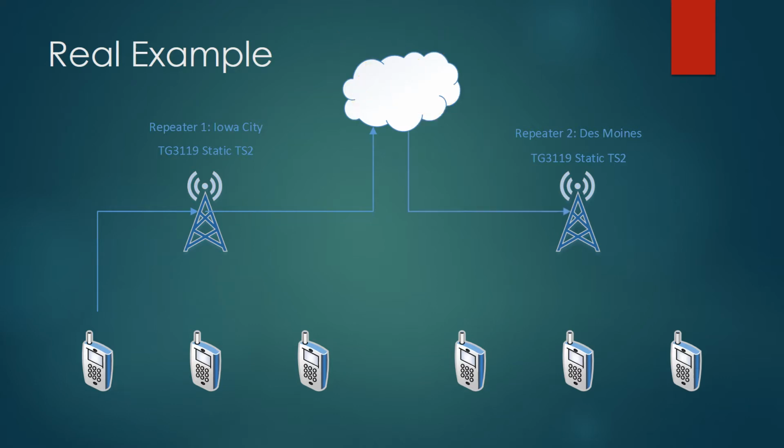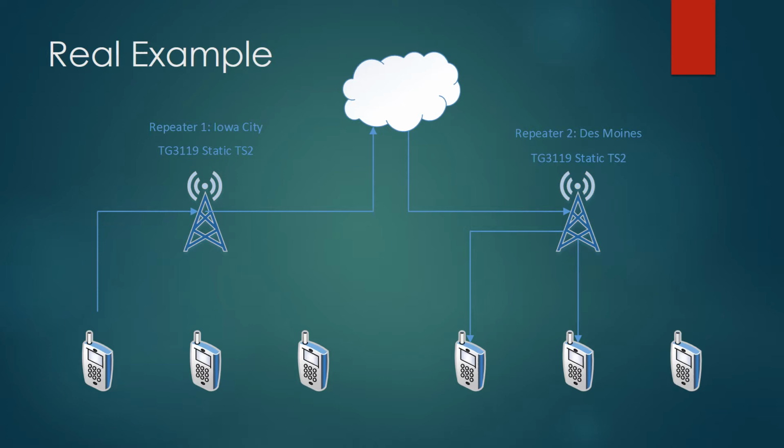Now, any repeater that's in Iowa is going to automatically have talk group 3119 set as a static talk group. So in our example, the Des Moines repeater, which is the other repeater we're watching, the talk group 3119 automatically comes from the Brandmeister network and goes right into the repeater. This would actually be happening for every repeater in Iowa, and that's why it's important that people don't use 3119 for long conversations, because it's tying up time slot 1 on every repeater in the state.